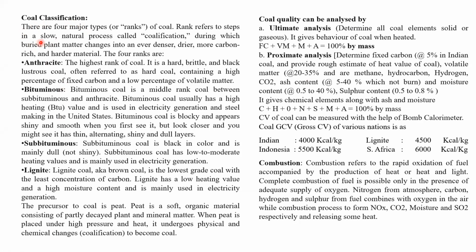Coal classification: there are four major types, anthracite, bituminous, subbituminous, and lignite. Bituminous and subbituminous are mostly found in India. The highest coal producers are USA, China, and then India. Coal quality can be analyzed by ultimate analysis and proximate analysis. These analyses are carried out at the mines, or if the transportation is by rail, at the site and also in the power plant.